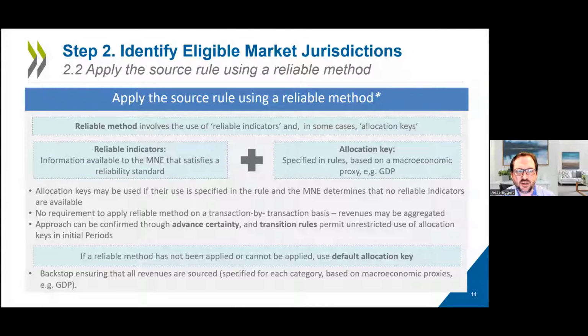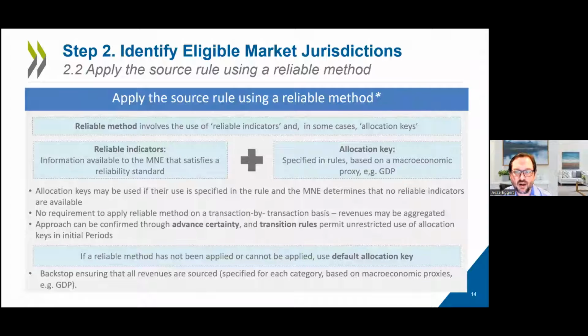In general, determining source using a reliable method isn't done transaction by transaction. So revenues from transactions can be aggregated. And the key is to establish methods that on a systemic basis are reliable. And that approach can be confirmed by the MNE in a binding fashion through the certainty process by making an advance certainty request. And we'll talk about that certainty process a bit more later on.